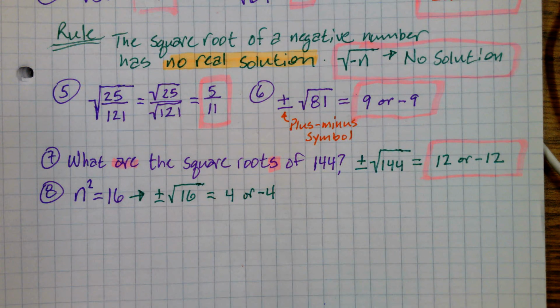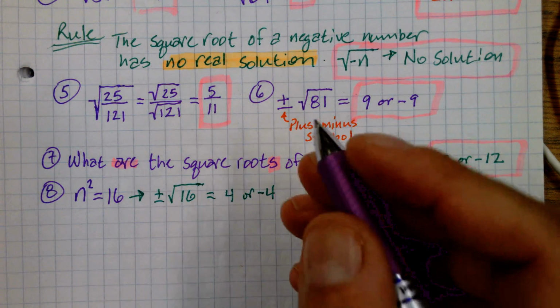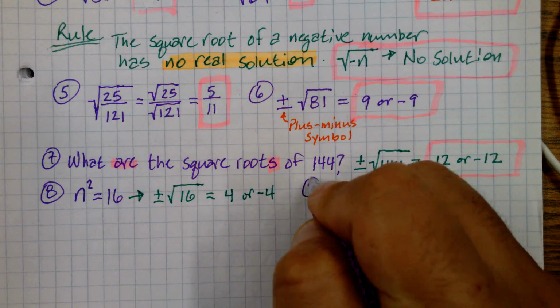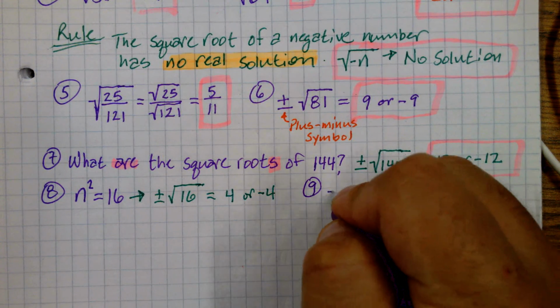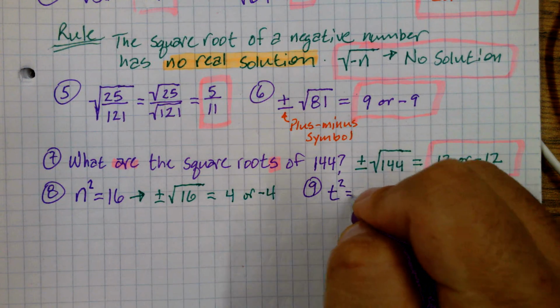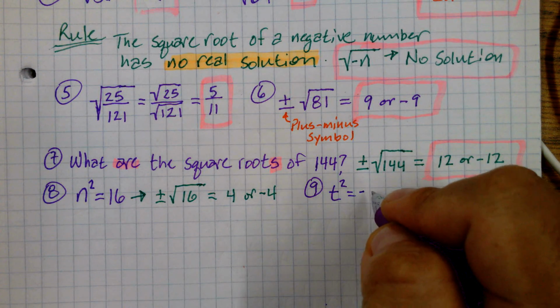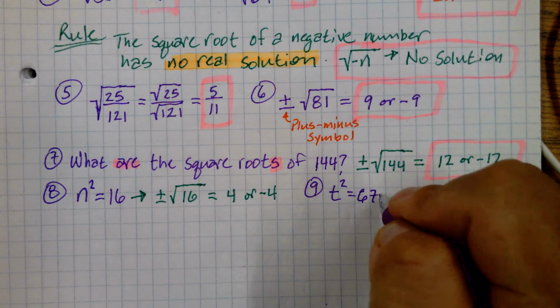All right. So what if you get this one? T squared equals 676.